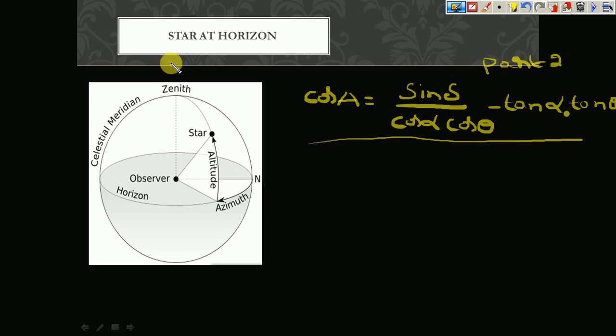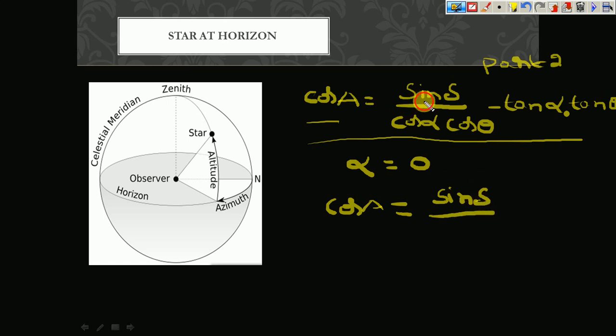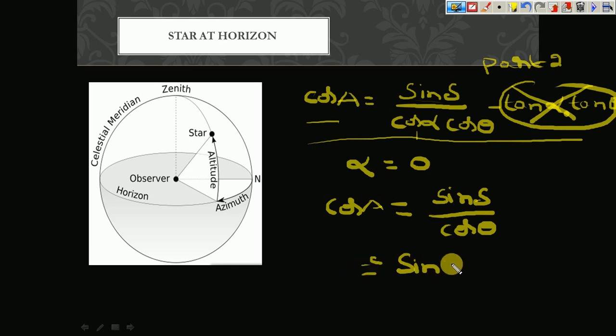So when the star is at the horizon, I know my altitude, that is alpha, will be 0. Is it clear? So if I substitute over here, then my cos A will be equal to sine delta by cos theta. So cos of 0 is 1, tan of 0 is 0, so the entire term will be ruled out, and you are going to get an expression like this. This also can be written as sine delta into, so what is 1 by cos? 1 by cos is secant. Secant theta. This is one expression.